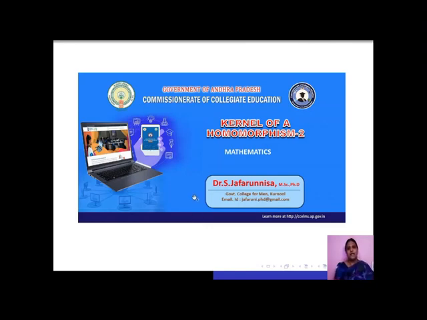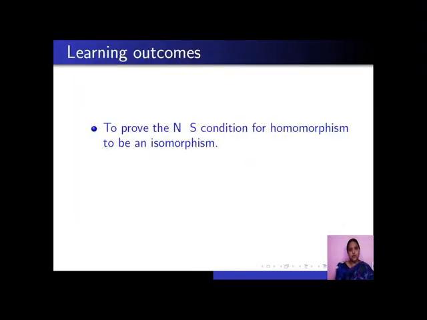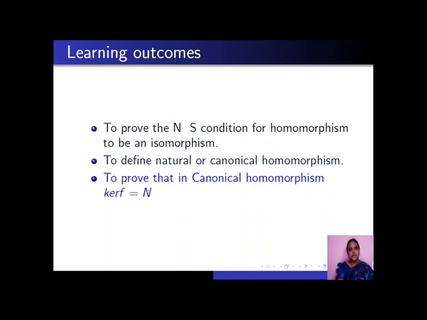Hello learners, welcome back. Today I am going to discuss kernel of a homomorphism part 2. The learning outcomes are to prove the necessary and sufficient condition for a homomorphism to be an isomorphism, to define the natural or canonical homomorphism, and to prove that in canonical homomorphism kernel f is equal to N.